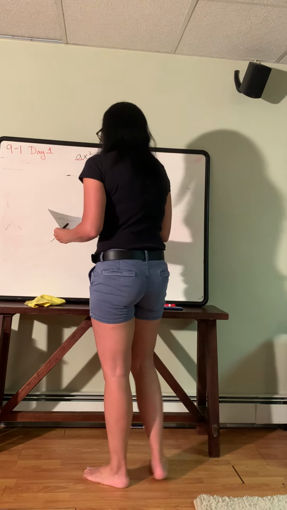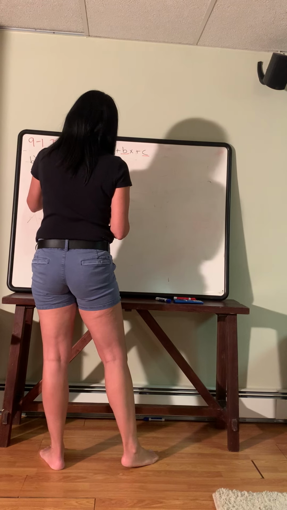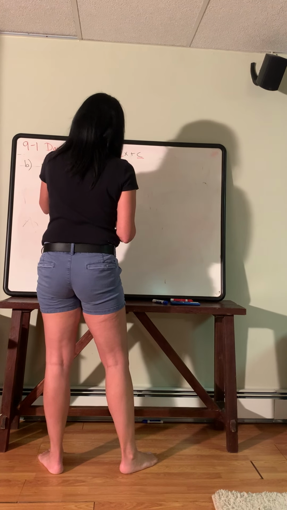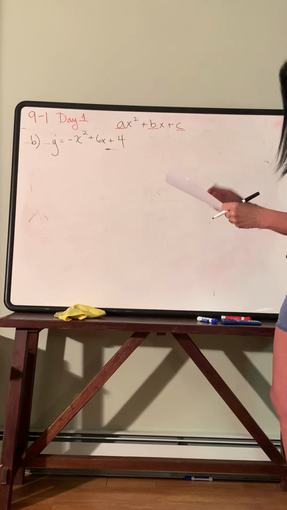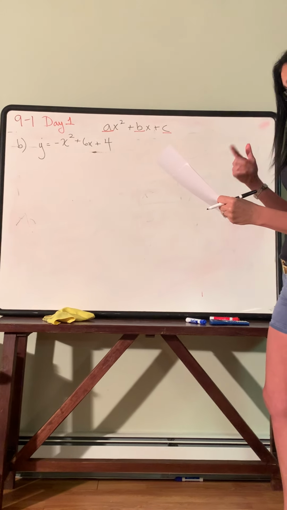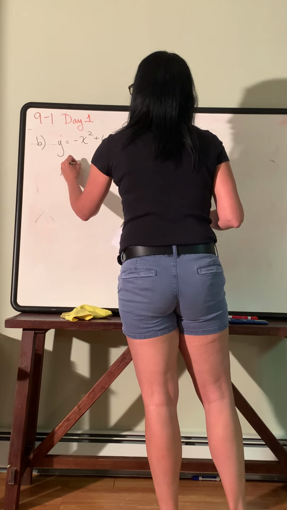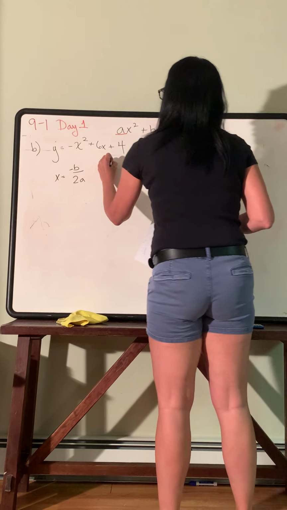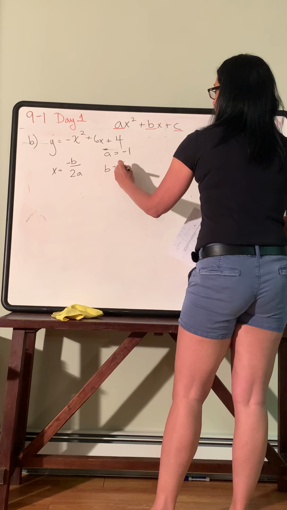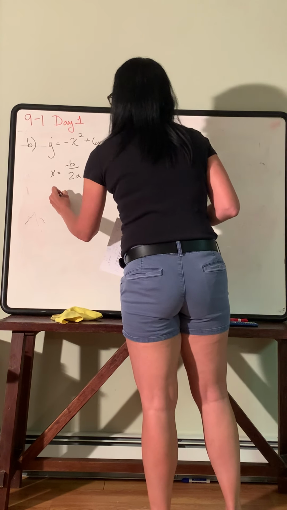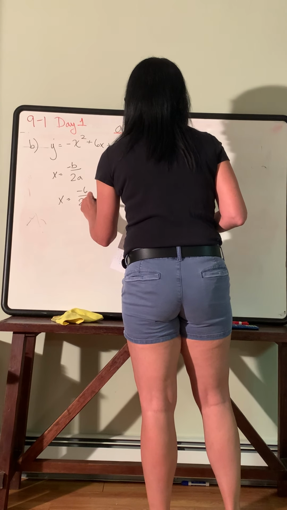For the next one, part B, same thing. Here's my equation, and they're asking me for the vertex, the equation of the axis of symmetry, and the y-intercept. Starting with the vertex, we have our formula, x equals negative b over 2a. I'm just going to figure out what my a and my b are. The a is negative 1, your b is 6. Plug it into that equation. So x equals negative 6 over 2 times negative 1.